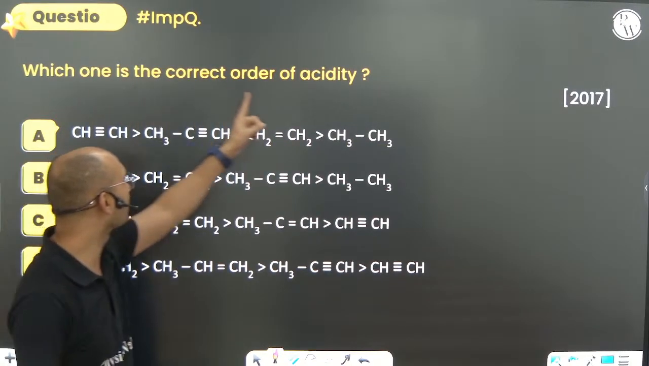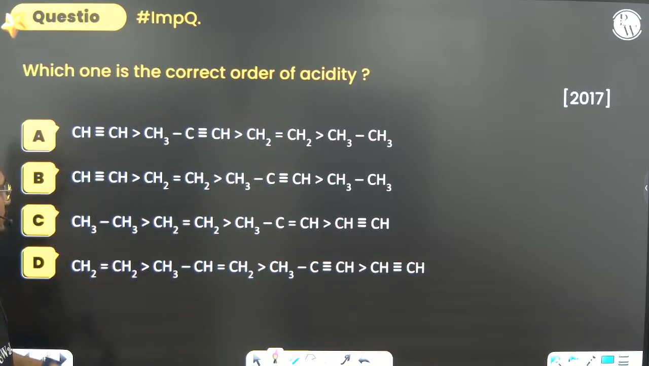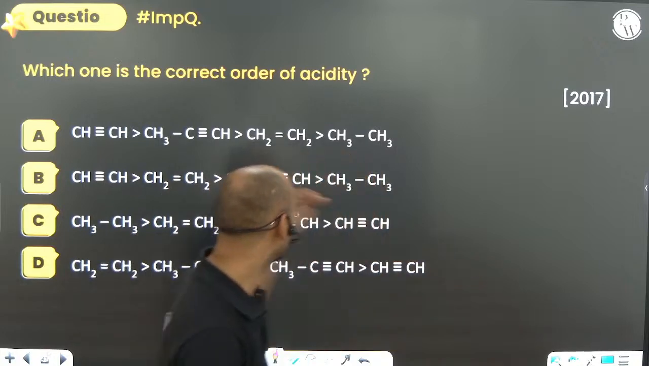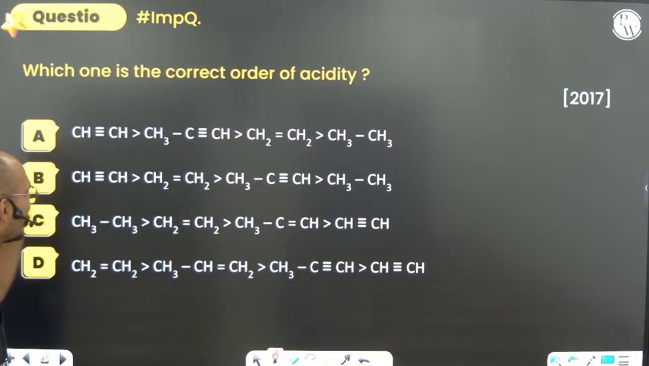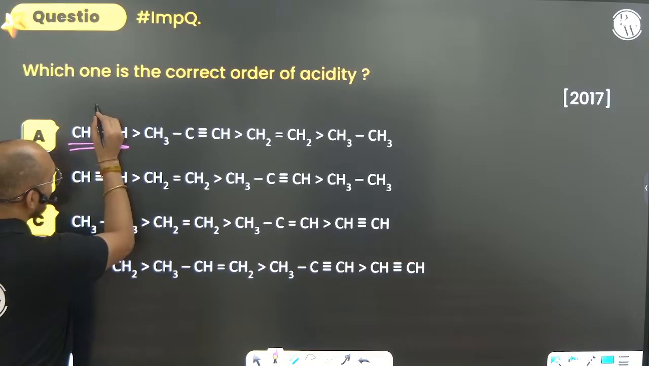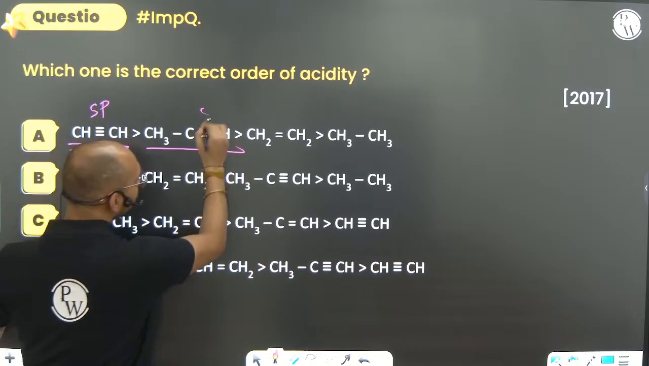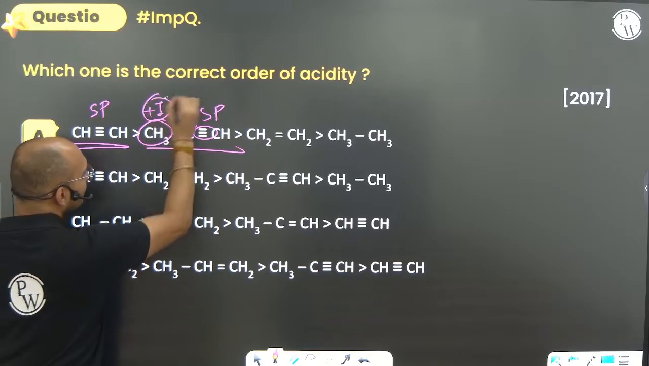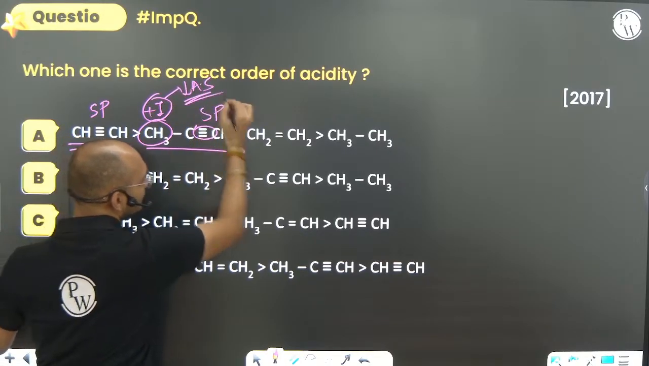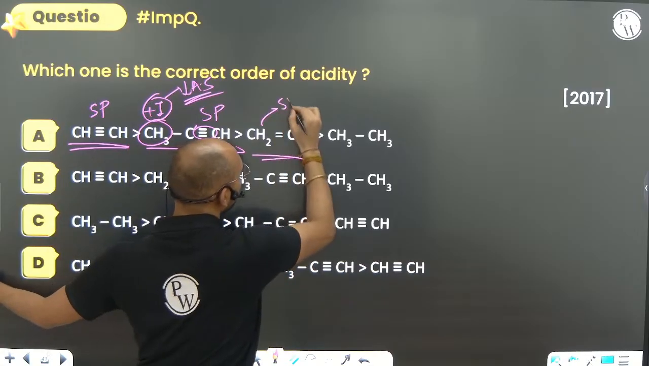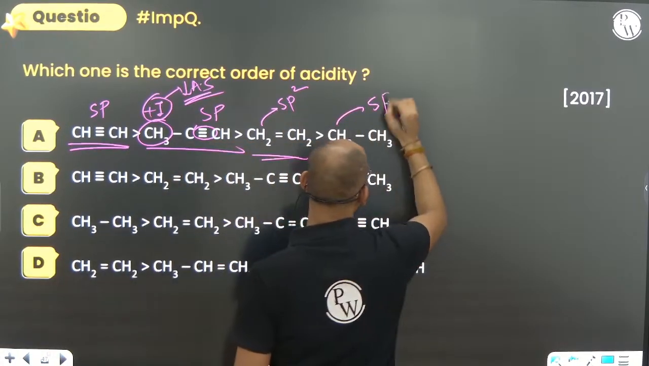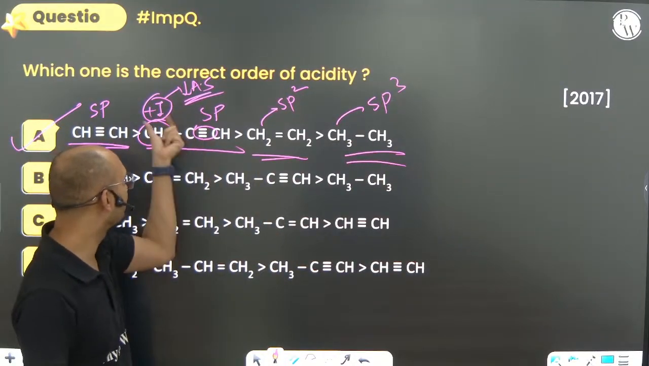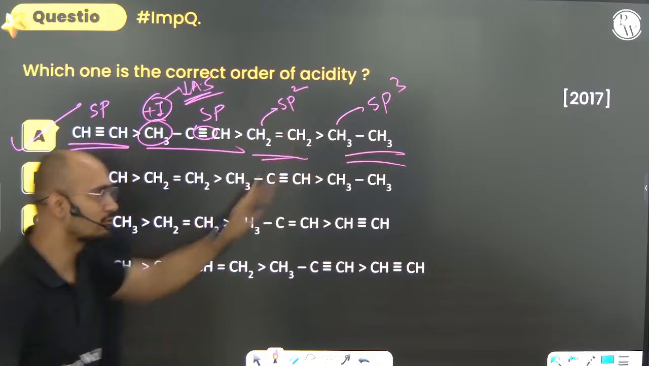Next, which one is the correct order of acidity? I hope you all know that the more the percentage s character, the more the acidity. So where there is a triple bond, there is more acidity. Can you see the triple bond is there? Percentage s character is high here, sp. But of course we can see that on one side it is plus I, and plus I decreases the acidic strength. Here it is sp2. Here it is sp3. So of course this will be correct, because maximum sp here but with plus I. Here sp2, here sp3. So option A is the correct option.